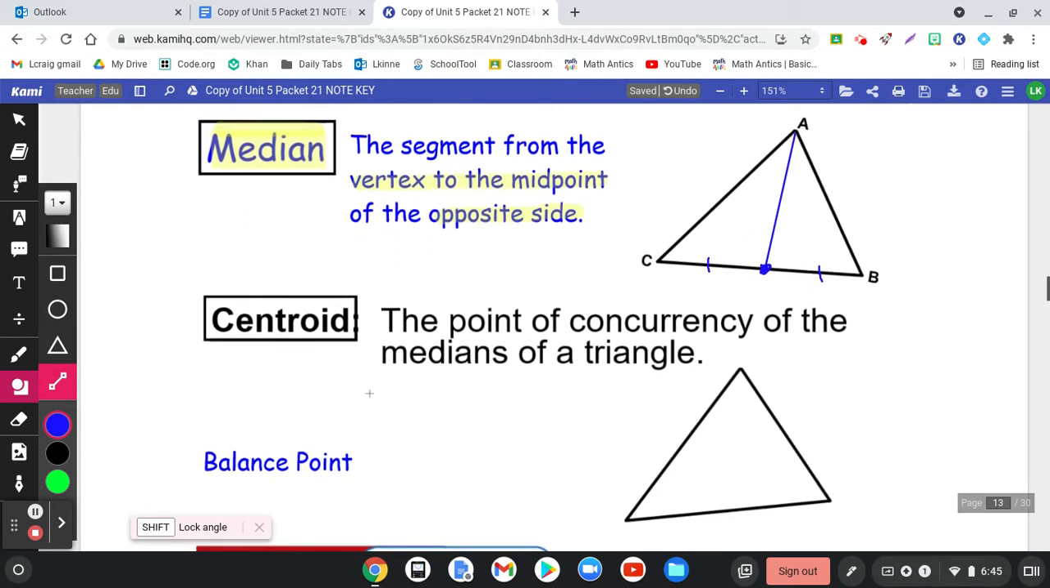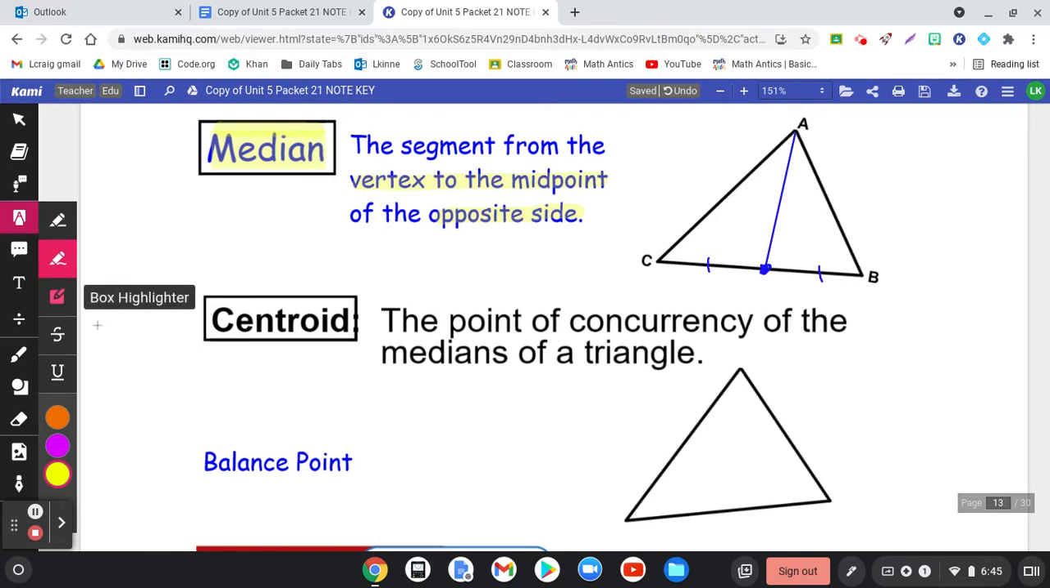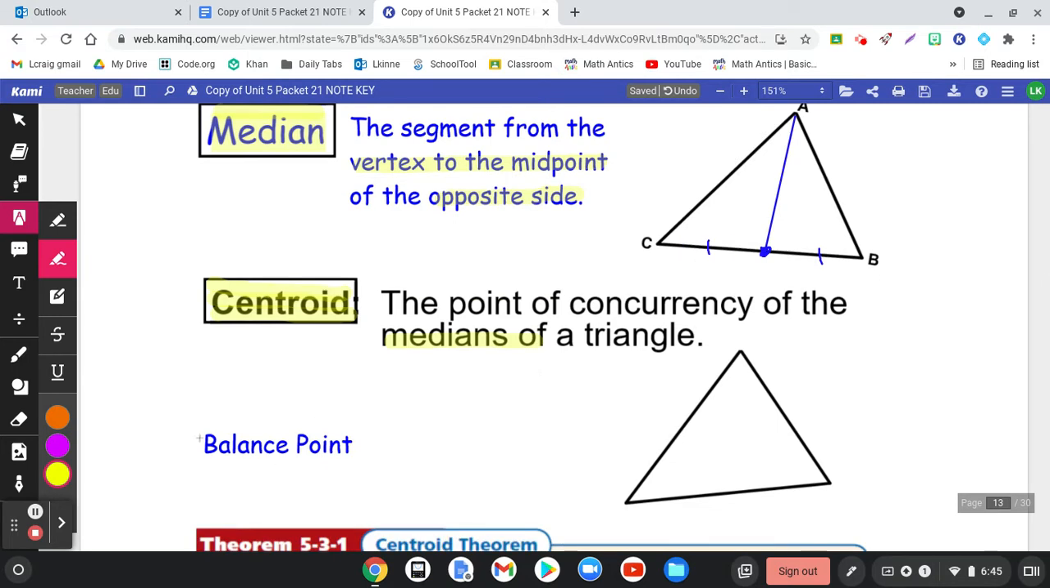Now, if you were to draw two of the medians or all three of the medians, the point where they cross is called your centroid. So that's the next point of concurrency that we'll talk about. So we've talked about circumcenter, incenter, now centroid, and that is made up of the medians of a triangle. And it's also considered the balance point.